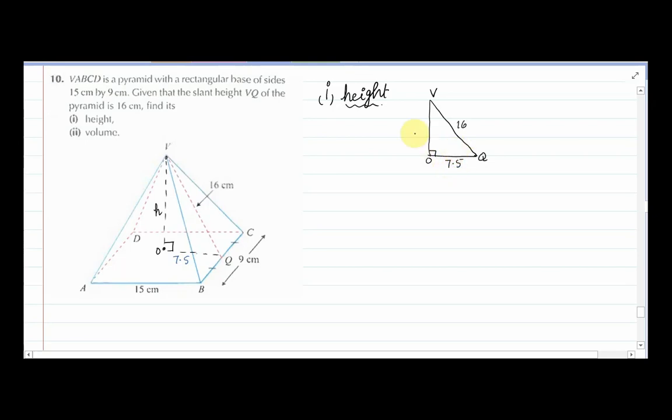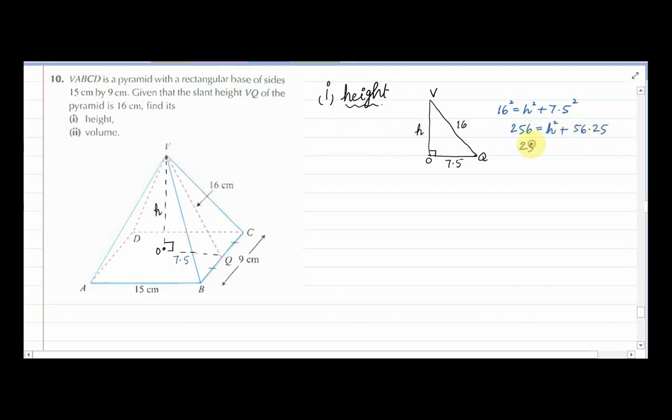And we need to find out the height of a pyramid. Applying Pythagoras here, it will be 16 squared equals h squared plus 7.5 squared. You need to find out the values here. 16 squared is 256, equals h squared plus 7.5 squared, which is 56.25. You need to simplify it.